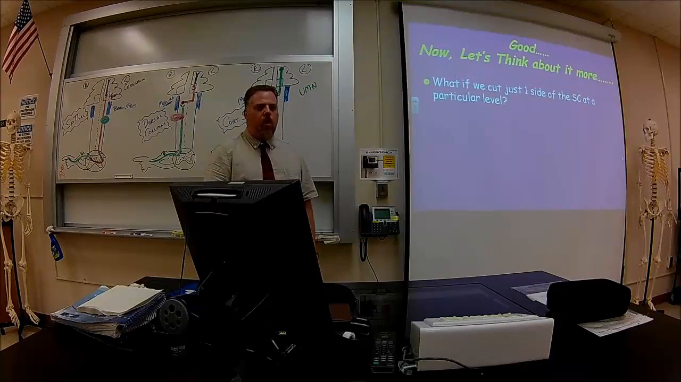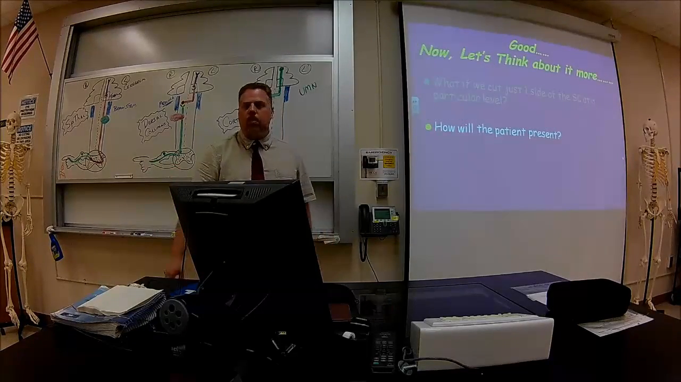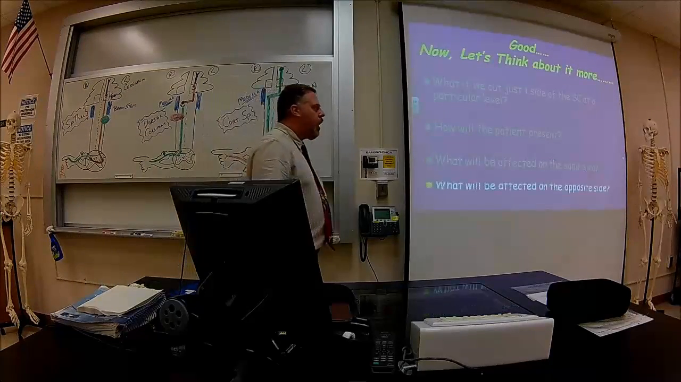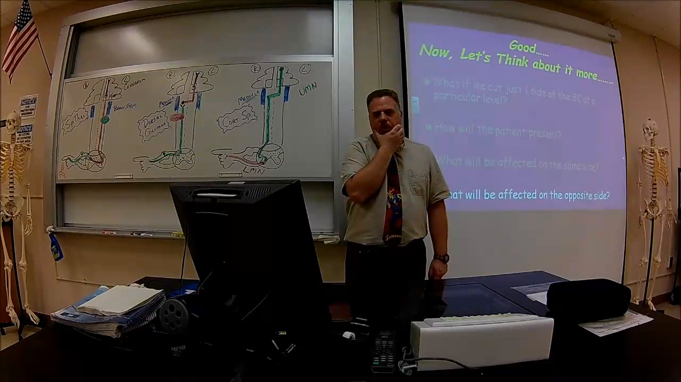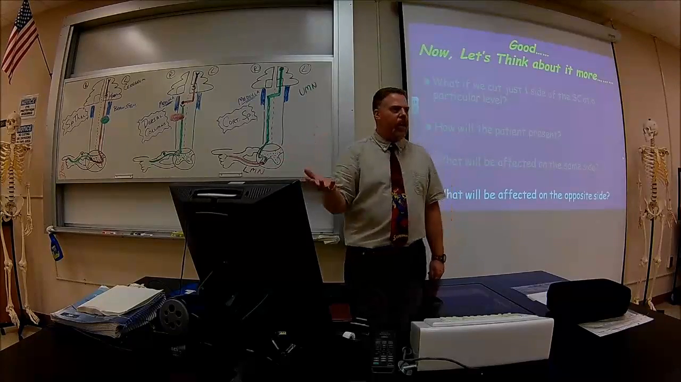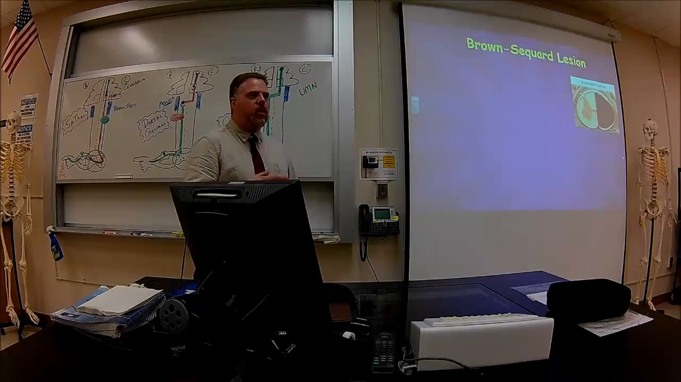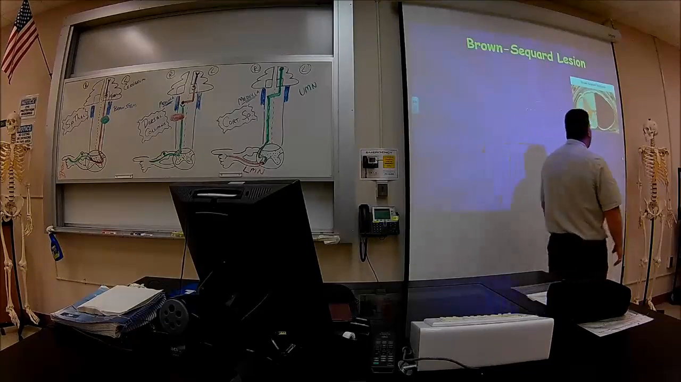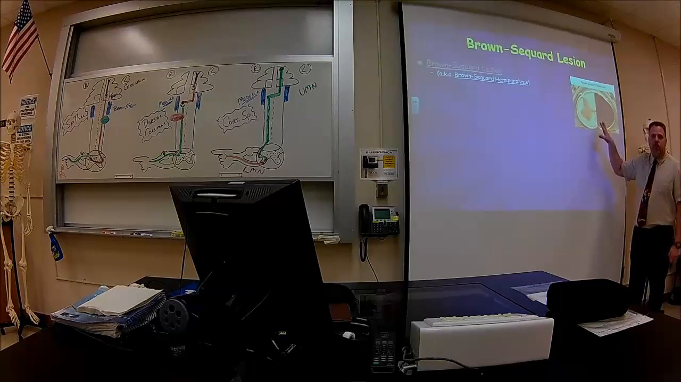So if you think about it a little bit more, if we cut just one side of the spinal cord at a particular level, as you can see over here, how will the patient present? What will be affected on the same side, what will be affected on the opposite side? That's the thing that should go into your head, how to go about doing this. Okay? Instead of just memorizing this part, apply it so that you'll remember it later. Now, I won't ask you about this per se, because it could get really busy. But a Brown-Sequard lesion is just that, what we've been talking about, where half of the spinal cord is severed. There's some kind of lesion on one side. Okay? It happens.